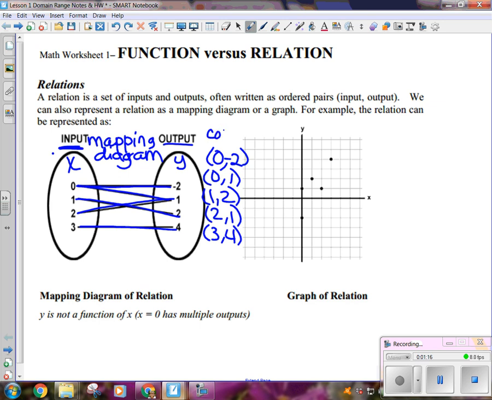These are coordinate pairs, and then I have them as points on a graph. So we can represent the same connection of numbers, x's and y's, on a mapping diagram, as coordinate points, and on graphs. If I look at 0, up 1, that's that point right there. 0, down 2 is that point right there. 1, 2 is this point right here. 2, 1, and 3, 4. So all of those points are related. Then that's it. There's just a connection.